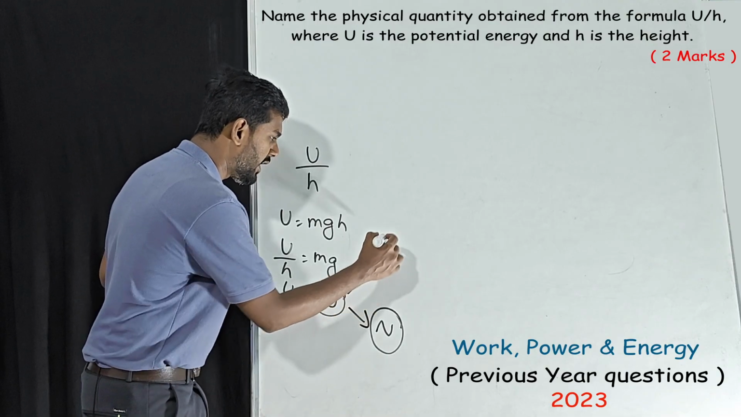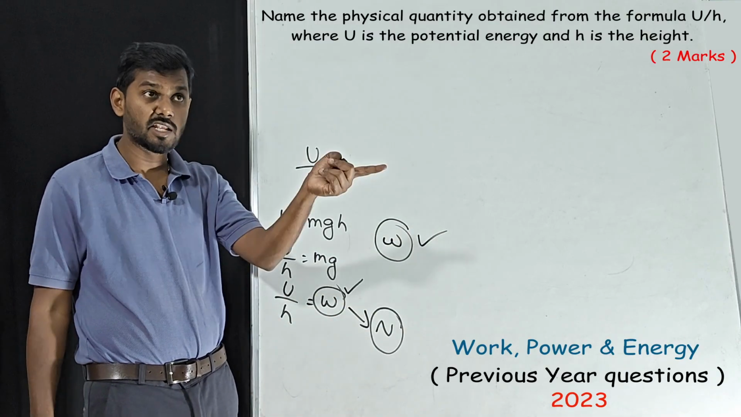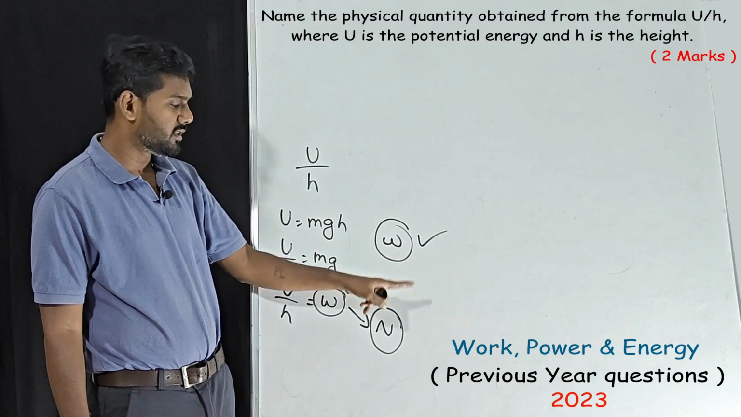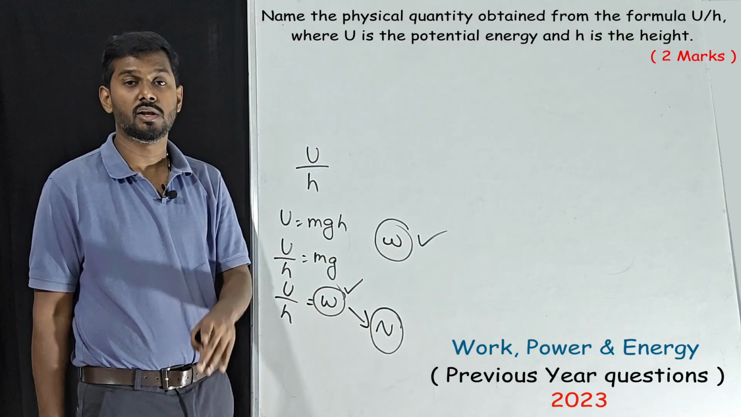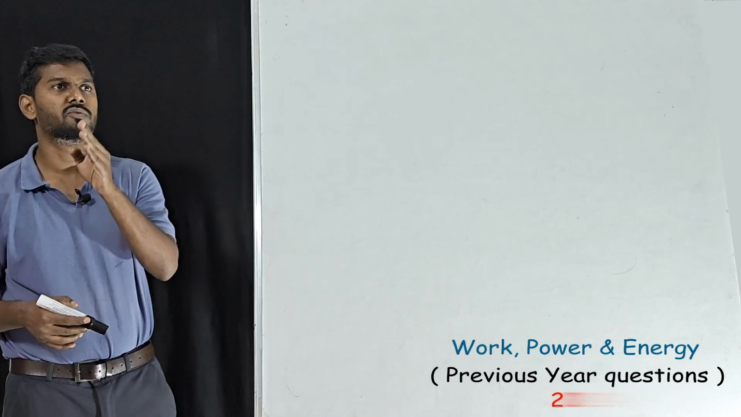So weight is the final answer for this question. If they change it to name the unit of physical quantity, what is the unit of physical quantity, weight, that is Newton. Then you have to write Newton. These simple things you need to understand. Now we will move on to 2024.